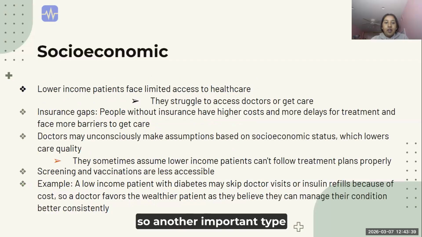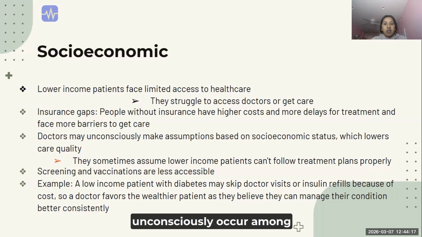Okay, so another important type of bias in healthcare is socioeconomic bias, which relates to a patient's income, education level, or social status. So patients with lower incomes often face limited access to healthcare services. They may have difficulty finding doctors, affording appointments, or getting transportation to clinics. And because of these challenges, they sometimes receive care later than they should. Insurance gaps also play a major role. So people without insurance or with limited coverage often experience higher costs and longer delays, which creates additional barriers to treatment.